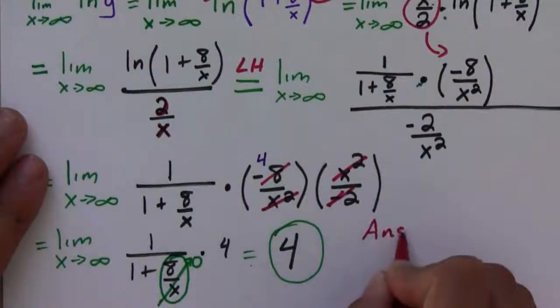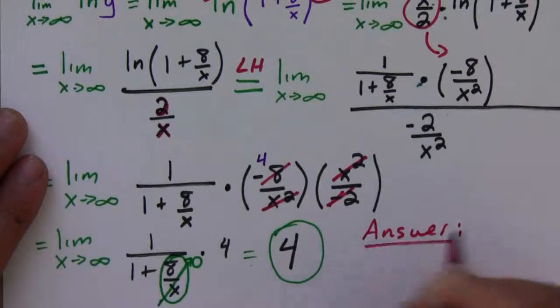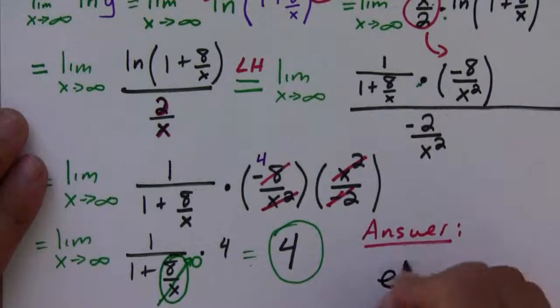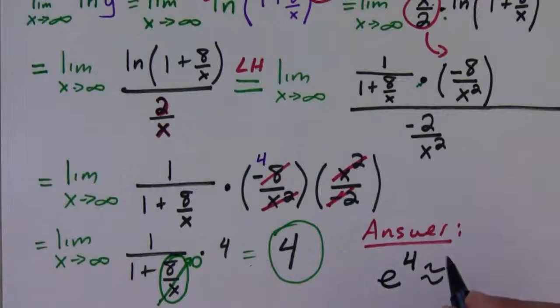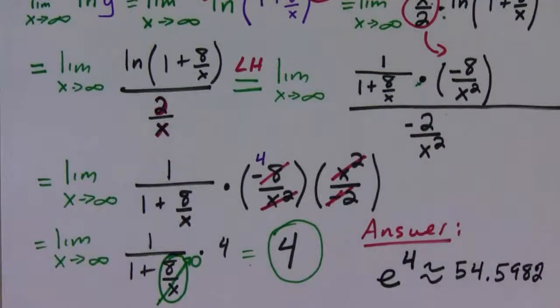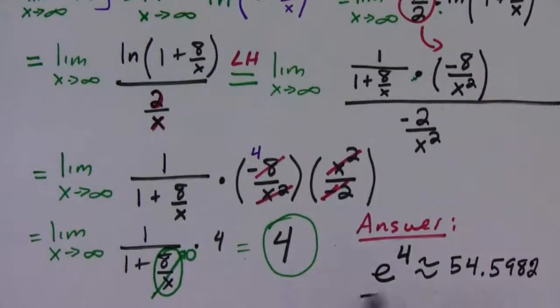So I go back, and the answer is going to be e raised to the 4th. And e to the 4th is approximately 54.598. And that's it.